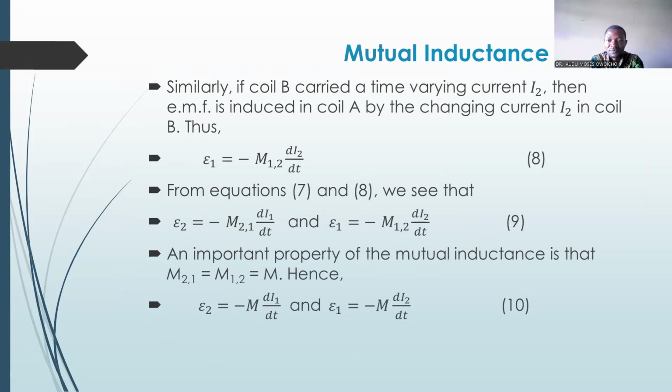An important property of the mutual inductance is that the mutual inductance in coil B with respect to coil A is equal to that of coil A with respect to coil B, which is equal to M. So replacing with M, the mutual inductance, we have our equation 10, which is the expression we can use to calculate the mutual inductance in coil B with respect to the rate of change of current in coil A, or the mutual inductance in coil A with the rate of change of current in coil B.